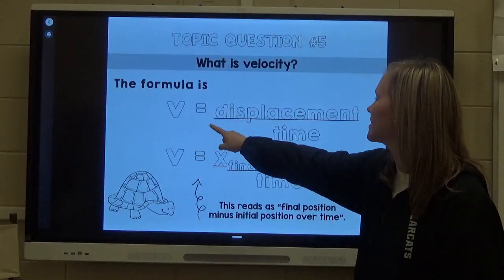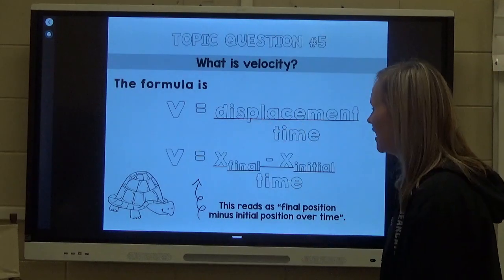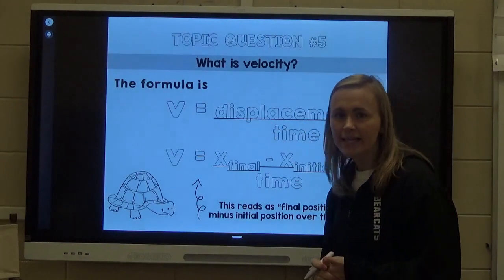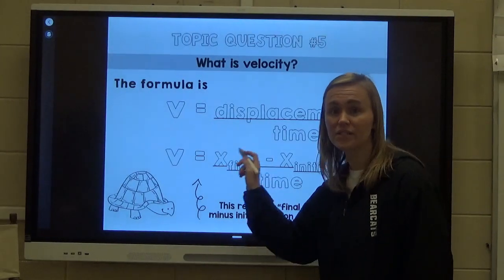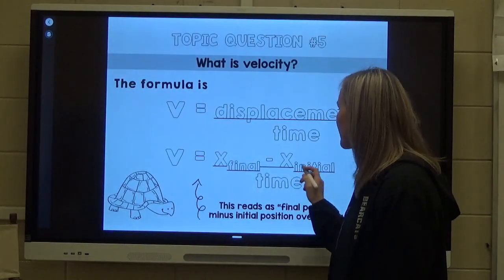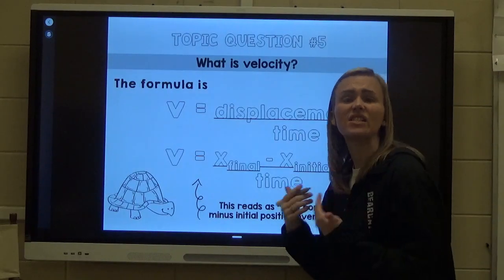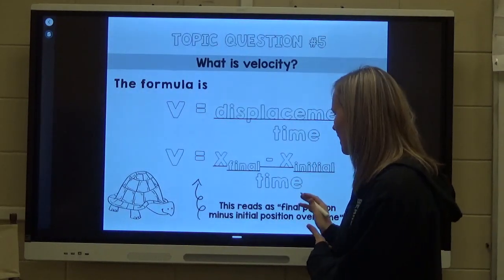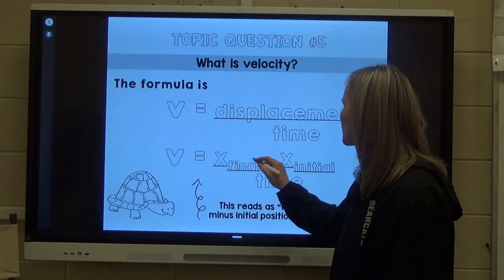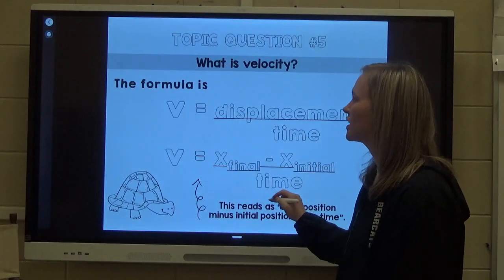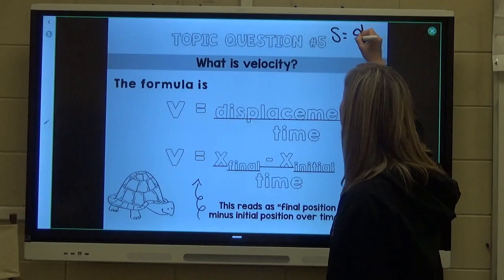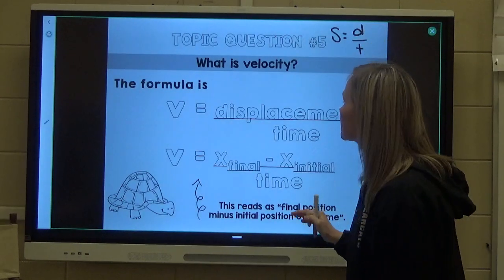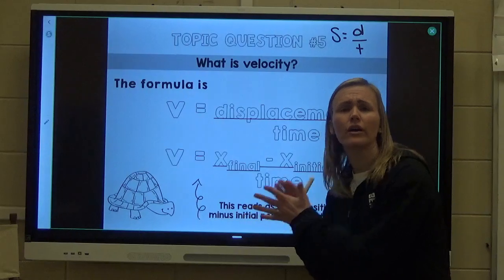Formula is velocity equals displacement over time. So with this, our velocity is x final, the final position, minus x initial, where it started, divided by time. So final position minus initial position over time. Remember, this is different from speed. Speed equals distance over time. This, we're actually looking at where did we start and where did we finish.